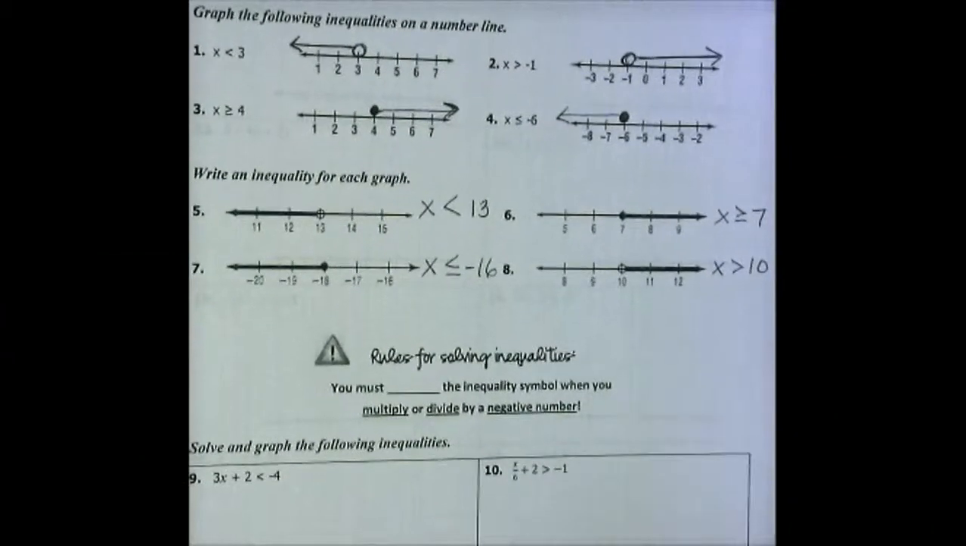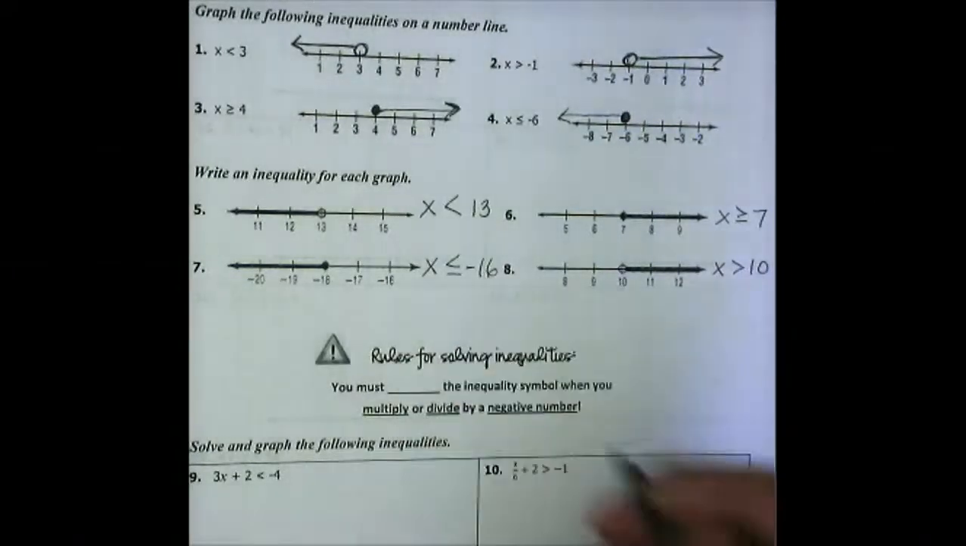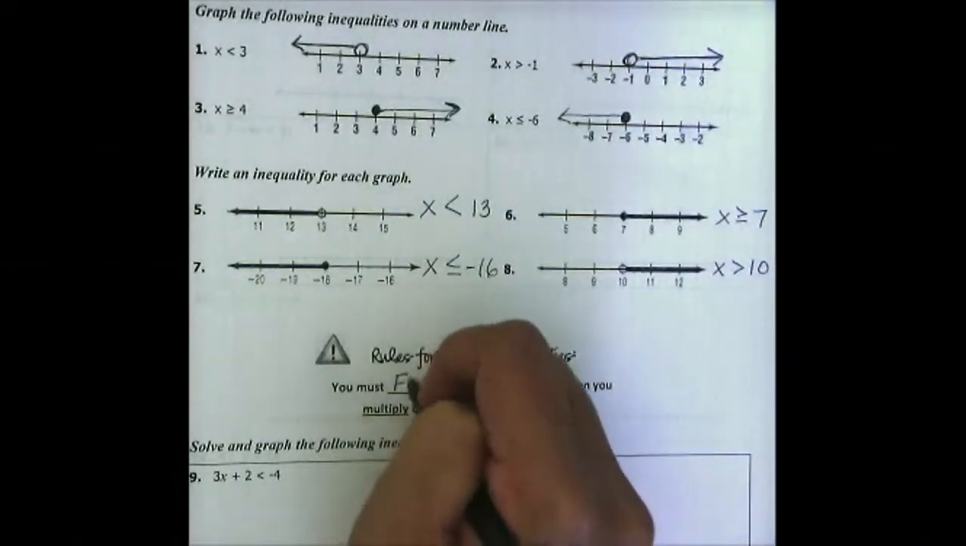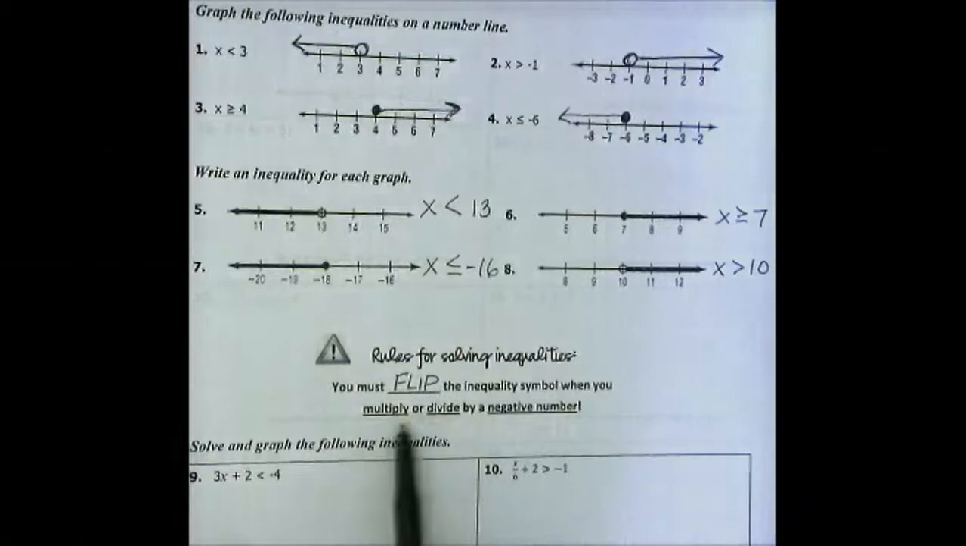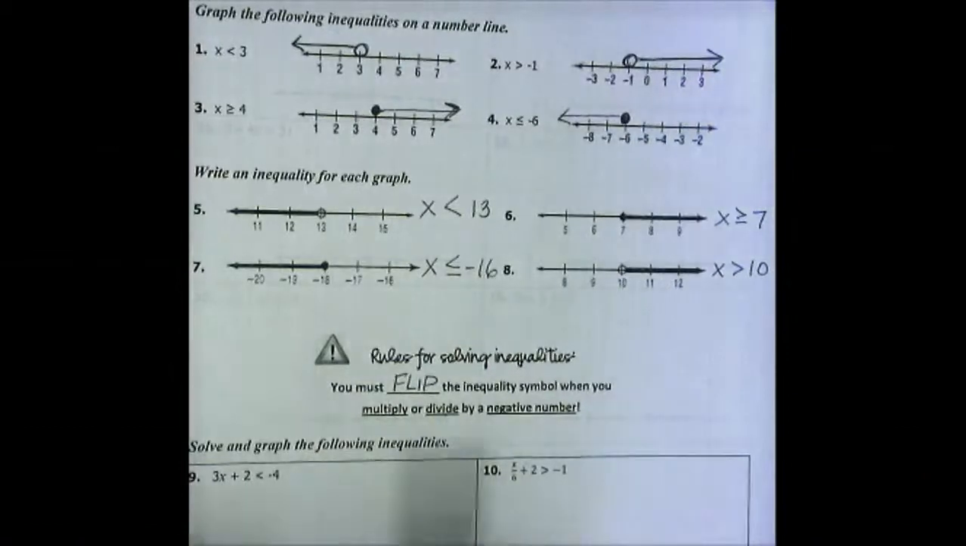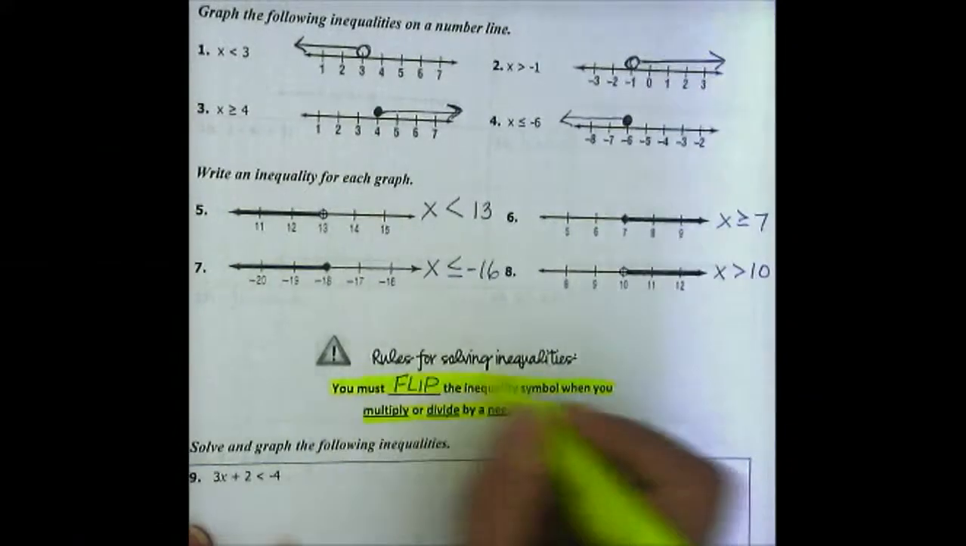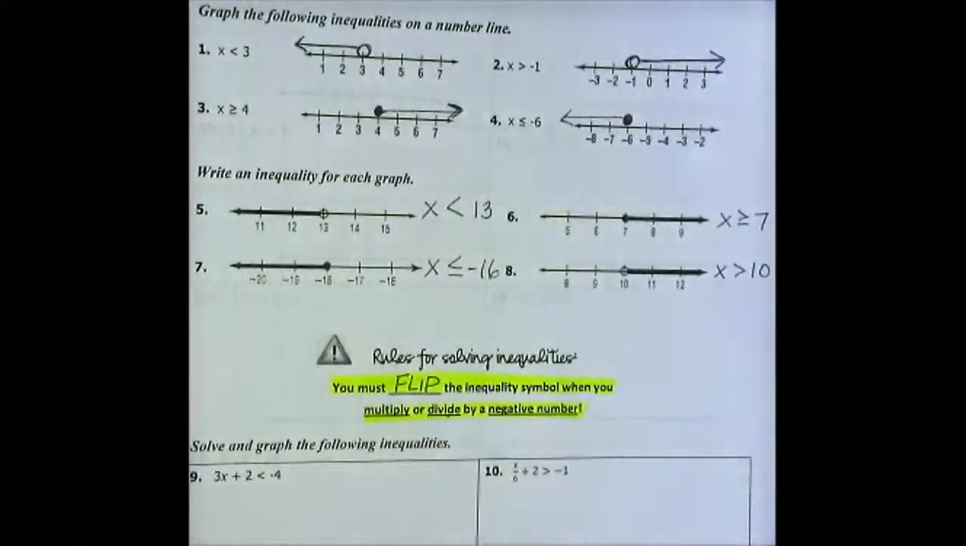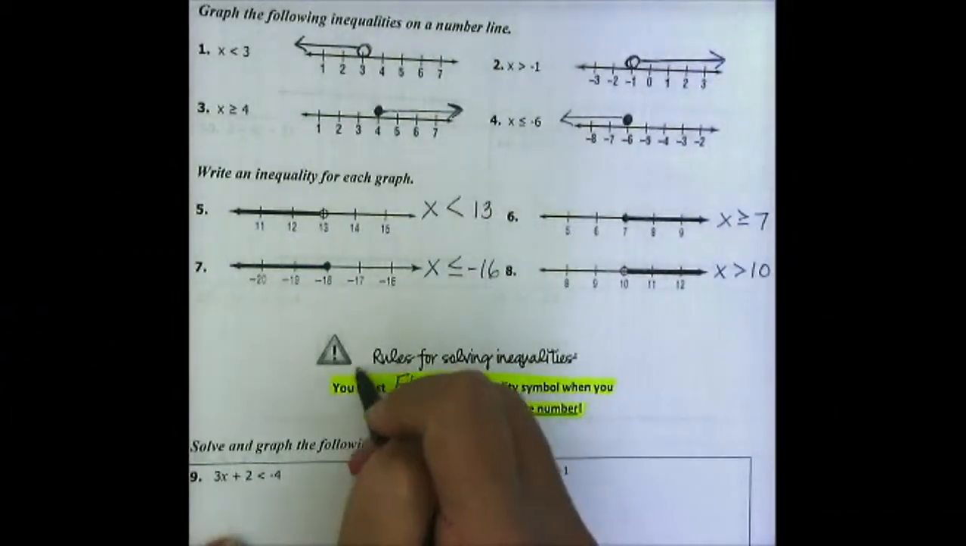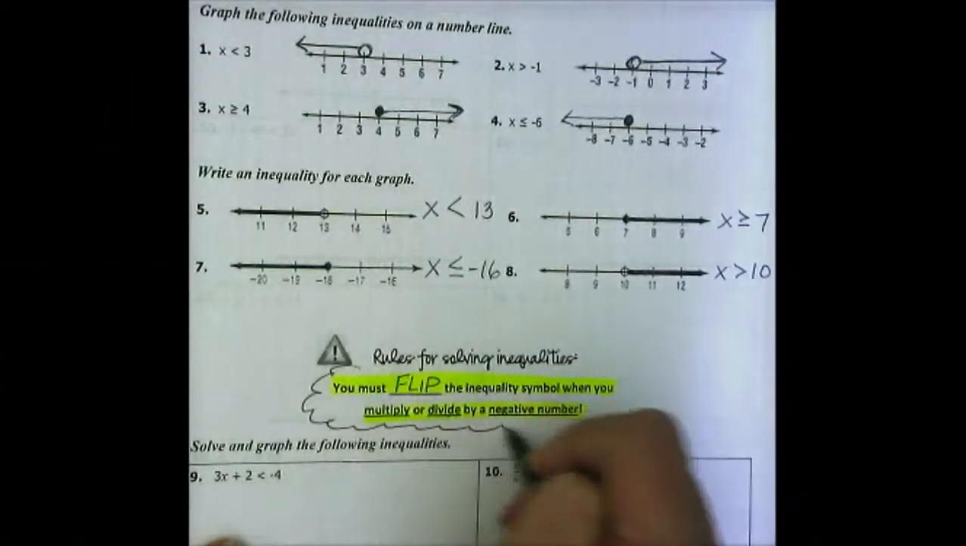Down at the bottom, we have rules for solving inequalities. In order to solve inequalities, we have to flip the inequality symbol when we multiply or divide by a negative number. That's going to be an important rule, and I'm sure that you learned it last year, so it's review, but it's something that's very easy to forget, so we need to highlight that to remind ourselves that this is going to be very important.